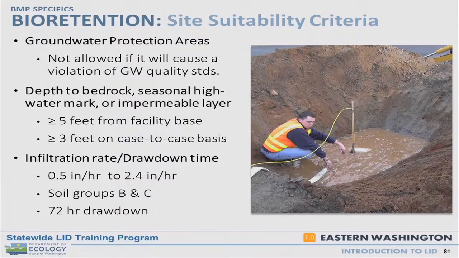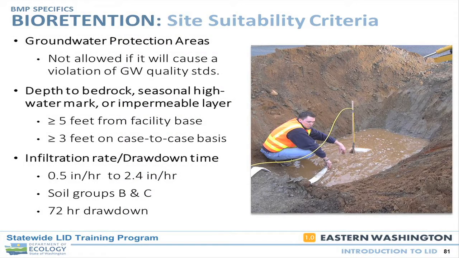Other general rules, infiltration rate and drawdown time. Try to be at least a half inch per hour, because that's going to assure that you can drain in 24 hours. You can push the limits to 1/4 inch per hour, but I'd recommend perhaps supplementing with an underdrain in those situations. And 2.4 inches per hour is that threshold where you might need to consider water quality. Oftentimes the bioretention qualifies for water quality, but make sure you're checking that when you have those high infiltration rate soils. And again, as a general rule, hydrologic soil groups B and C soils are those ideal soils for doing bioretention.